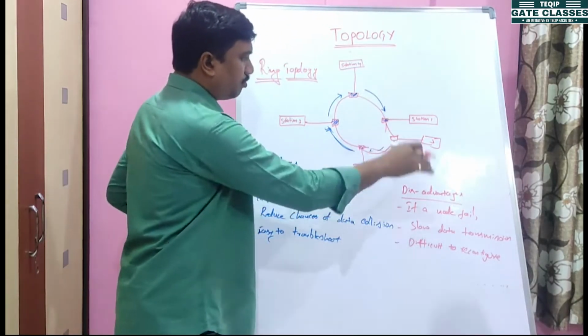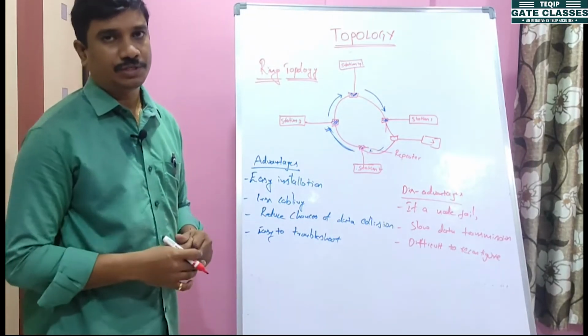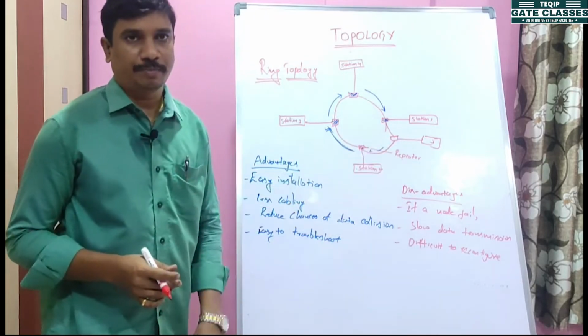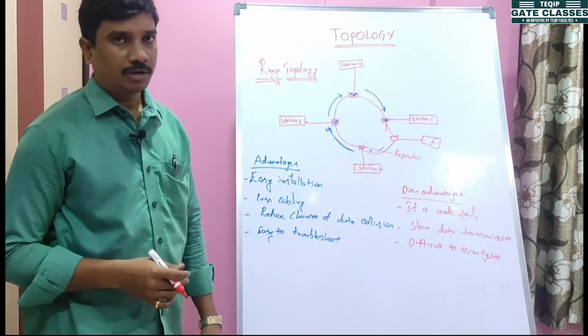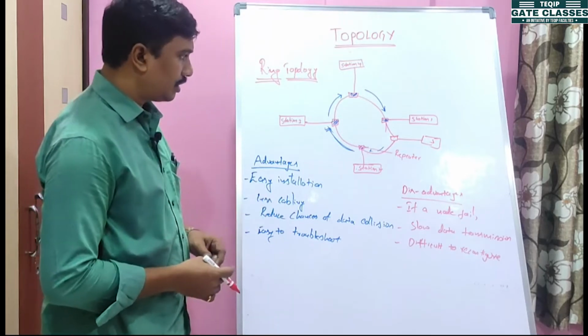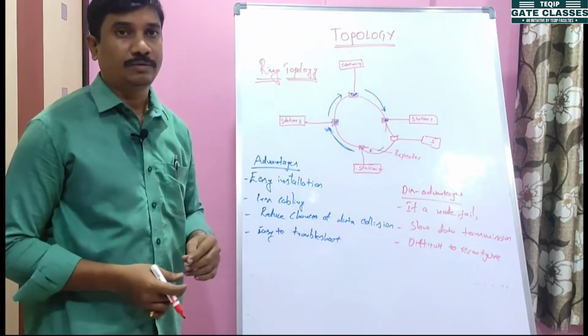Likewise, we have to install a number of stations with the help of one repeater. So that is possible in ring topology. Less cabling. Again, you can see it has less cabling, similar to the star topology.